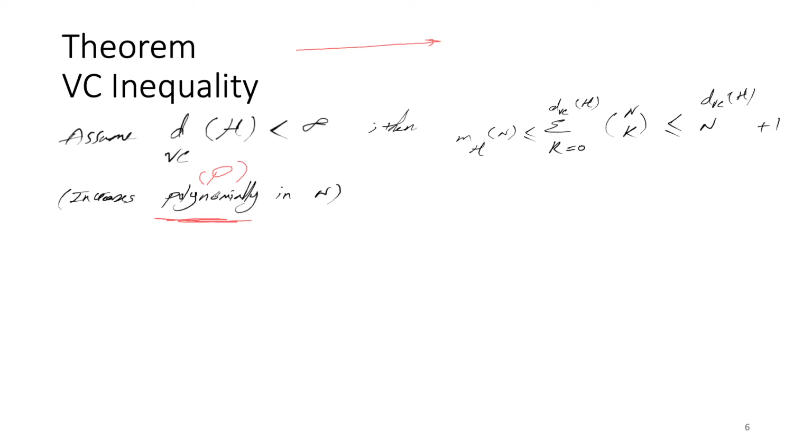Another inequality is that n choose k, the combination. Yeah, that's right, that's right. And this one is here. So this value plus 1.